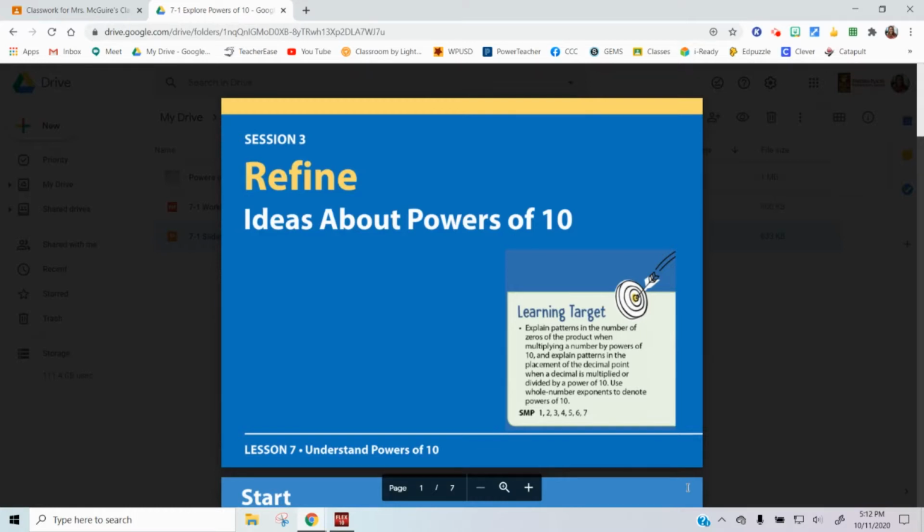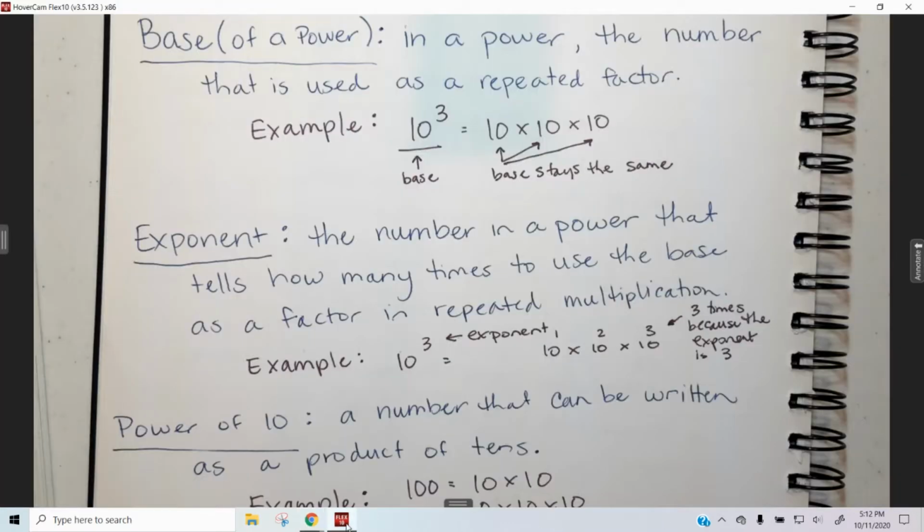Today we'll be exploring the patterns in the number of zeros found in the products or quotients when multiplying or dividing by powers of 10. So to begin, I would like to start out with a little bit of vocabulary that will help us get ready for the next couple of days.